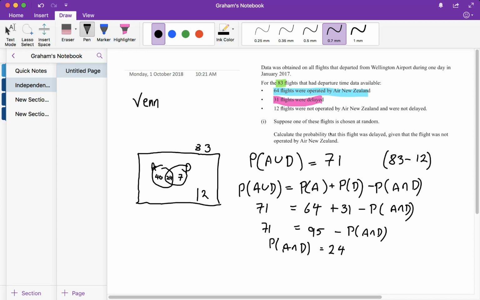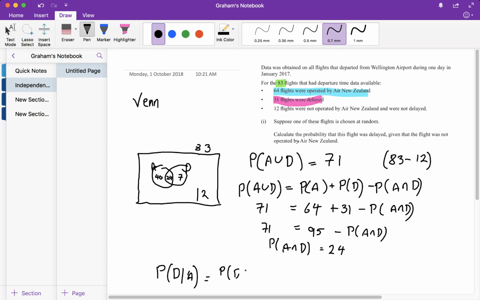Calculate the probability that this flight was delayed, given that it's not operated by Air New Zealand. So that's a conditional probability question. That's actually not what I was hoping to show with this video, but we might as well do it anyway. So probability that flight was delayed given it was not operated by Air New Zealand. So delayed given not Air New Zealand. So I need to know the probability of delayed and not Air New Zealand. Oh, I've made that not A and D there. Quickly need to fix that.